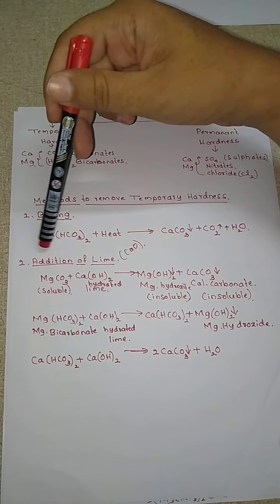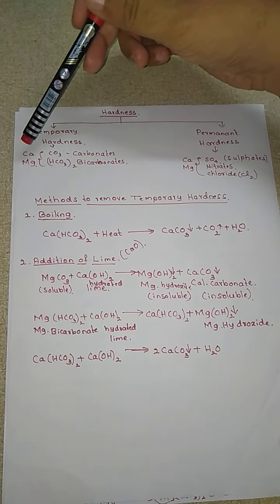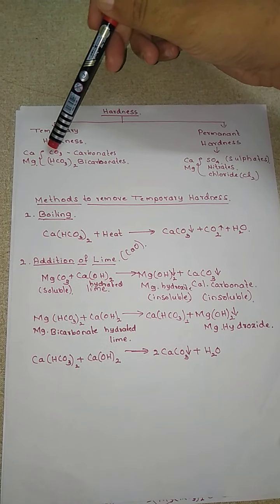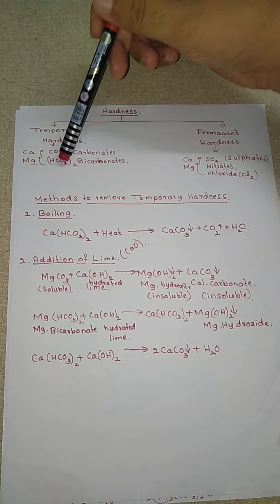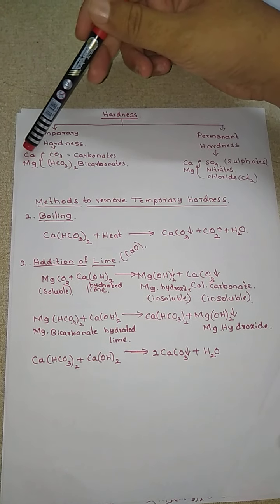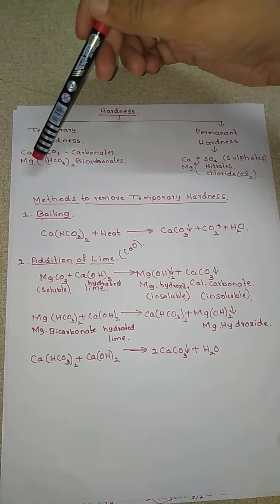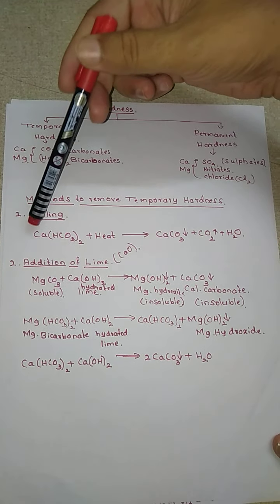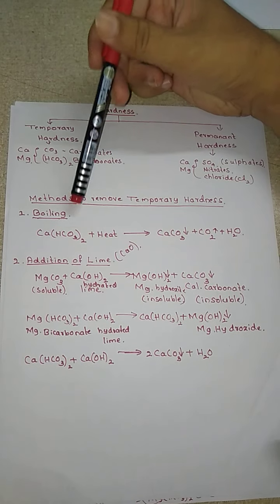So here in the first process, we can only remove the hardness caused due to calcium bicarbonate. Calcium carbonate is completely insoluble, so it is present in the form of calcium bicarbonate. So we can remove the hardness by boiling. We can remove it by the boiling method when it is caused by the presence of calcium carbonate and bicarbonate.